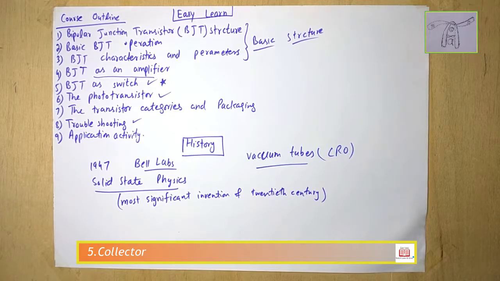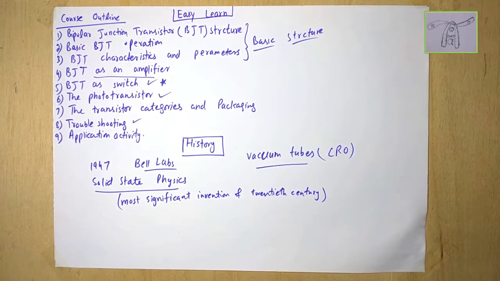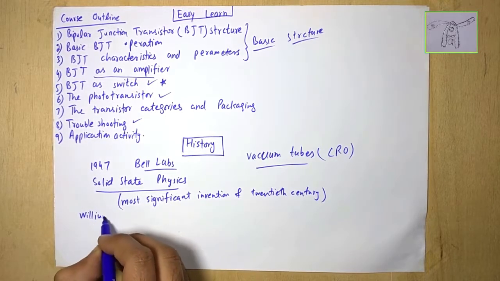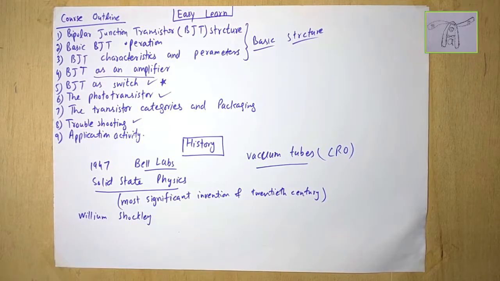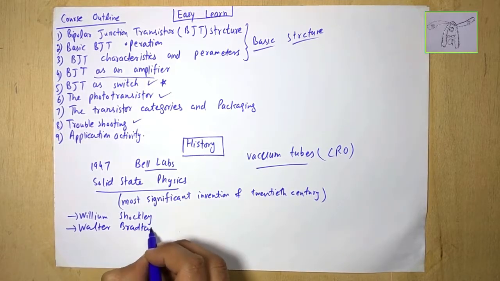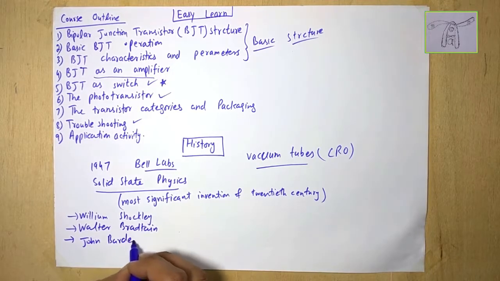This is possible just because of the invention of the diodes and transistors. Of course, many scientists were involved in inventing solid state physics, but the well-known scientists for the invention of the transistor are William Shockley, who is also the inventor of the Shockley diode, Walter Brattain, and John Bardeen.